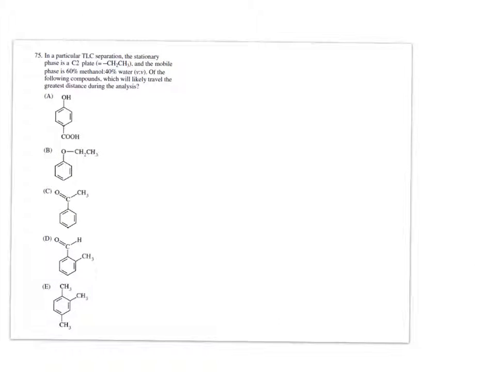Okay, so here we have a question about TLC, and the goal here is to remember exactly what's happening with TLC. There's the plate that has some kind of group on it. Here it's an ethyl group. And then there's the liquid, the solution, or the solvent that's in the chamber that will move up the plate. In this case, it's 60% methanol, 40% water. So it's a rather polar solvent, and the plate is very nonpolar.